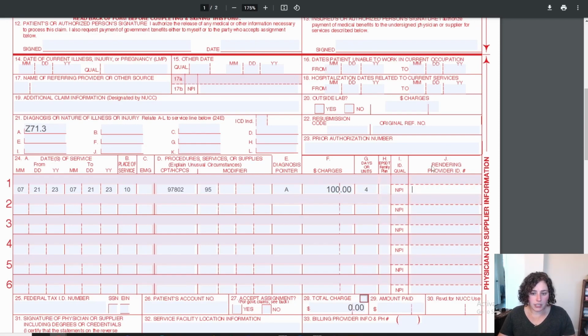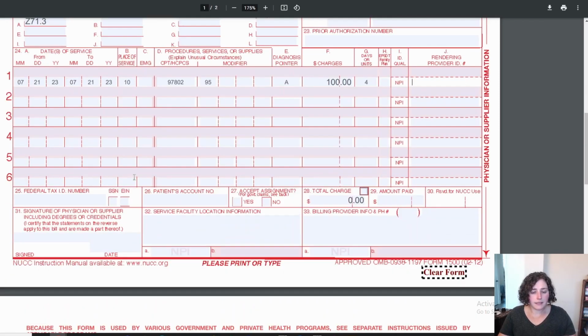The J section here, rendering provider ID. So this is the NPI of the individual dietitian. So if you are providing the service as a dietitian, it would be your individual NPI. The next section of this form is 25, so federal tax ID number. So you would indicate that here and then check off that it was your tax ID, so your EIN. This patient account number, this is the medical record number, or MRN, if you have one. It's assigned by you as the provider otherwise. It is something that you can indicate, but it's not necessary.